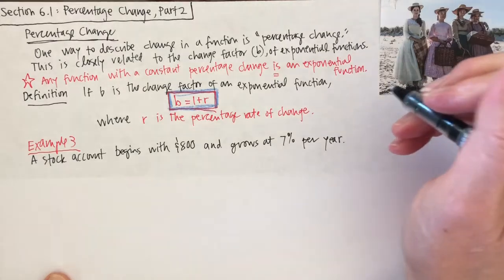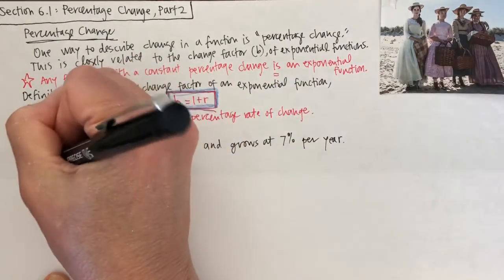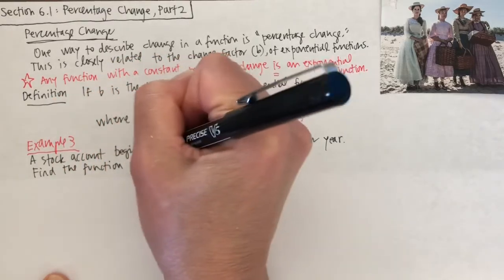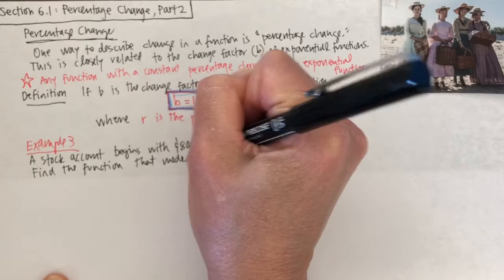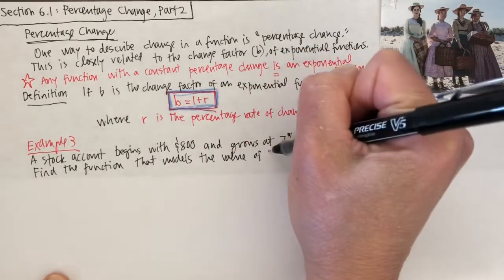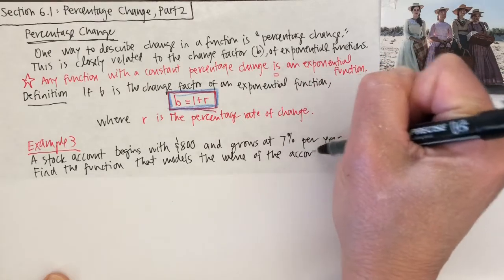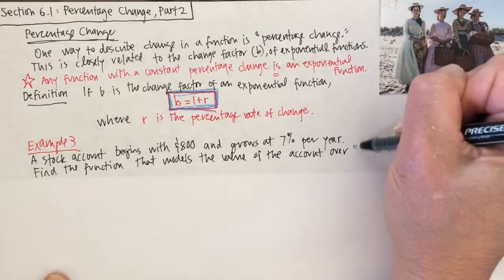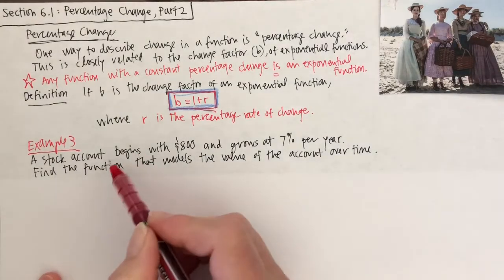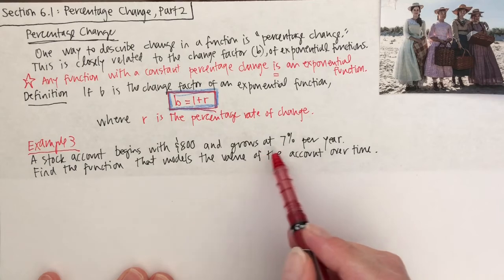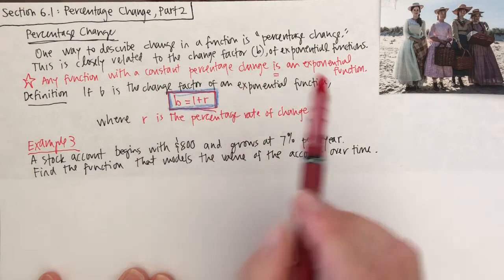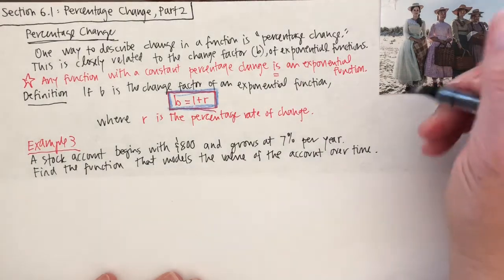Find the function that models the value of the account over time. Okay, as I read through this, when it's growing at a constant percentage, so we have this constant percentage change, this definitely is an exponential function.